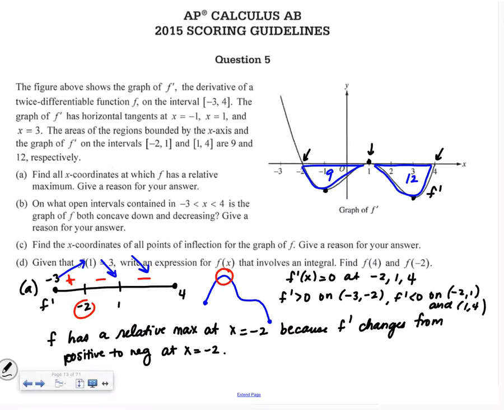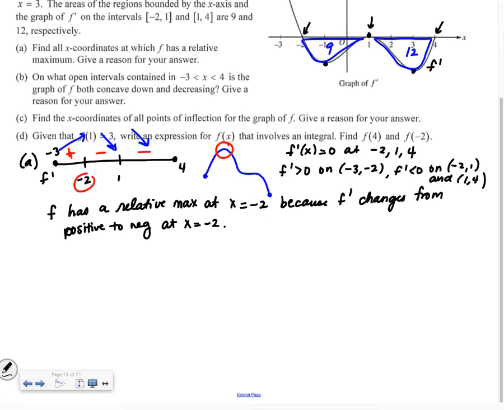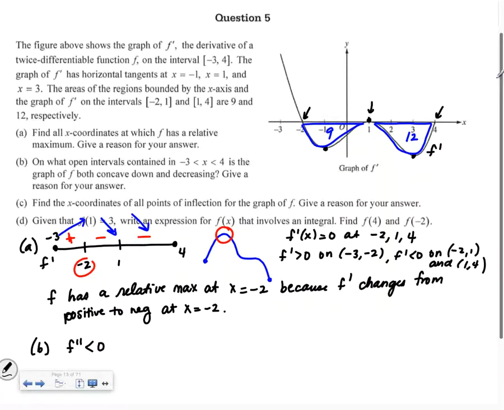All right, and then part B: on what open intervals contained in -3 to 4 is the graph of f both concave down and decreasing? Give a reason for your answer. Okay, so if I'm talking about concave down, I want f double prime to be less than 0. So this is going to happen where your graph of f prime is decreasing. So going back up to our graph of f prime, we're decreasing right here, and we're decreasing right here. So I would write that.